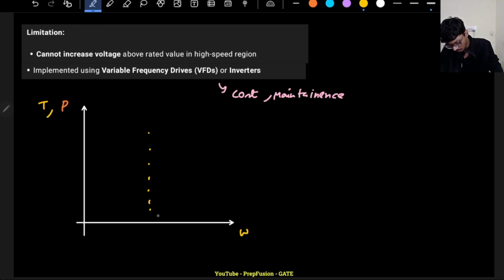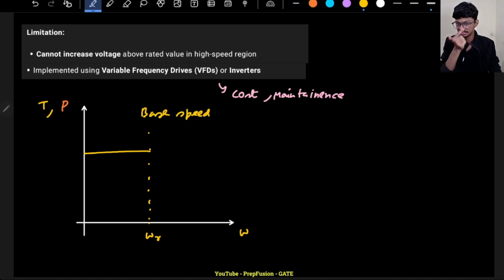So torque below base speed will be constant because the flux is constant. So torque will be constant below base speed. This is base speed, basically omega rated. Above base speed, what is happening? The frequency is increasing, but the voltage is constant. So V by F is reducing. So flux is reducing. If flux reduces, the torque will reduce. So torque will simply reduce. This is the graph for the torque.